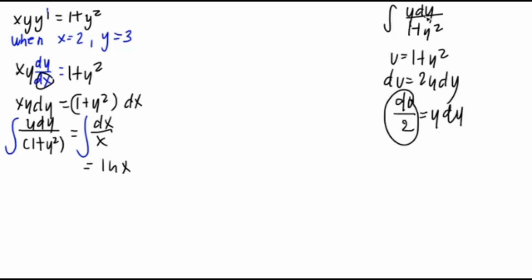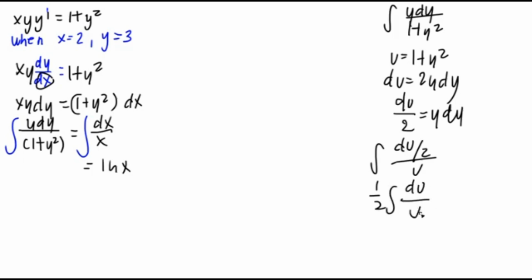So, substitute natin itong value na to sa y dy. Magiging du over 2 all over u. Labas natin yung 1/2 na nandito. Magiging 1/2 du over u. 1/2. So, magiging 1/2 ln u. Ang substitute na natin yung u value. So, 1/2 ln 1 plus y squared.